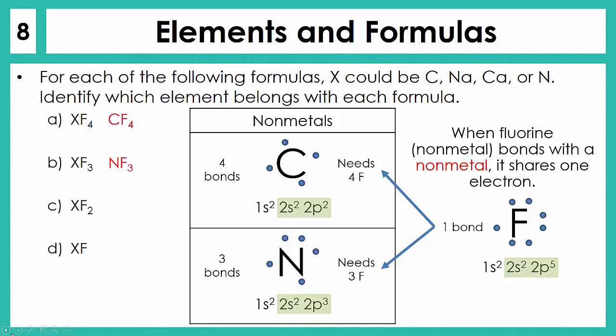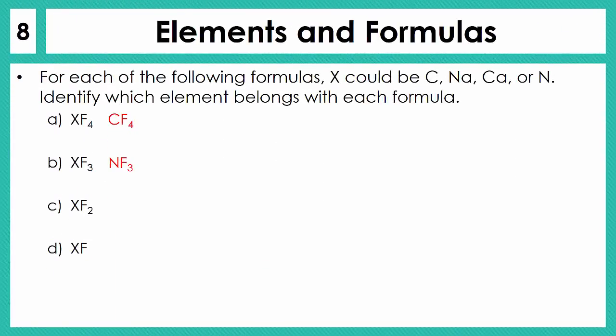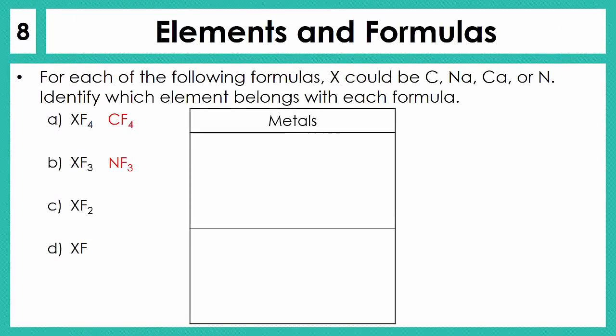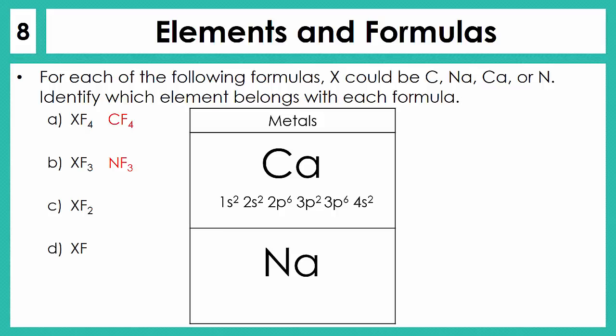So now let's go ahead and take a look at our metals, which are going to be calcium and sodium. I can write out the electron configuration for calcium. If we look, calcium has 2 valence electrons in the 4th energy level, but in the 3rd energy level, it's got a total of 8. So if calcium were to get rid of those 2 electrons, the highest energy level, 3, would have a total of 2 and 6, makes 8 electrons.